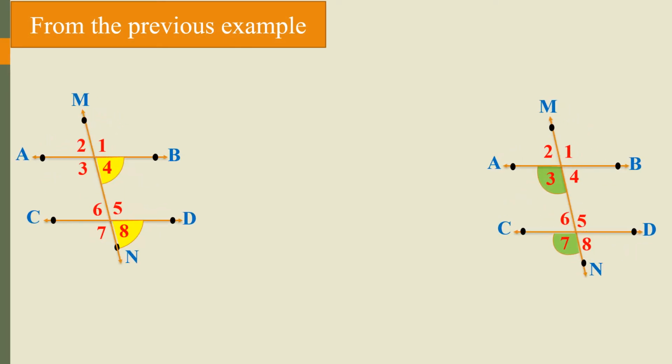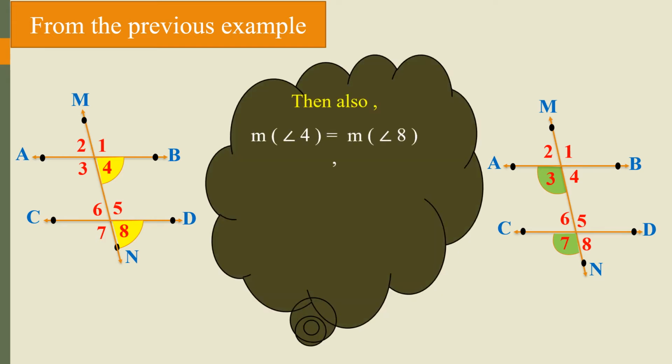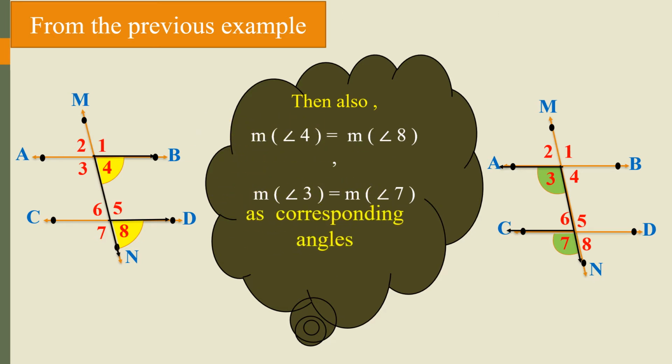And also from the previous example, here I have another two corresponding angles. Measure of angle 4 equals measure of angle 8, this is the letter F. And measure of angle 3 equals the measure of angle 7. These are called corresponding angles.